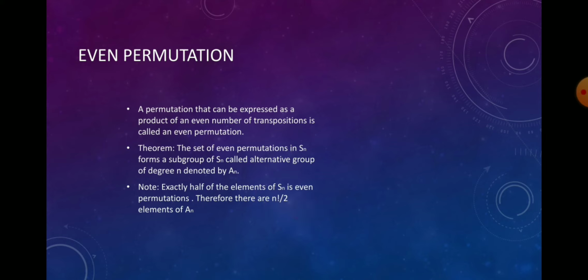Okay. So, how many elements are there in A4? We know that in S4 we have 4 factorial, that is 24. Hence in A4 we will have 12 elements. Let us just try to list those.